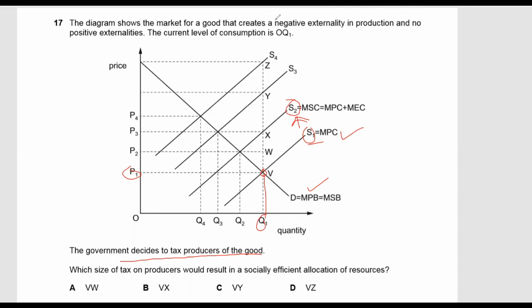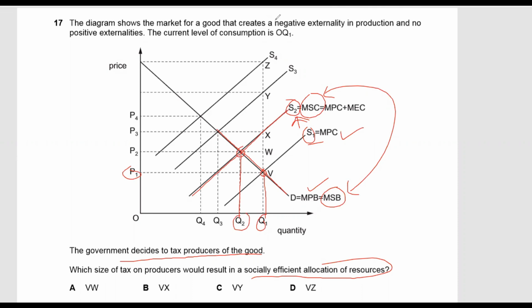Which size of tax on producers would result in socially efficient allocation of resources? Socially efficient allocation of resources is where marginal social cost is equal to marginal social benefit. So equality of these two lines will determine the new equilibrium. So new equilibrium for optimum level of output should be at this point where output must be Q2.